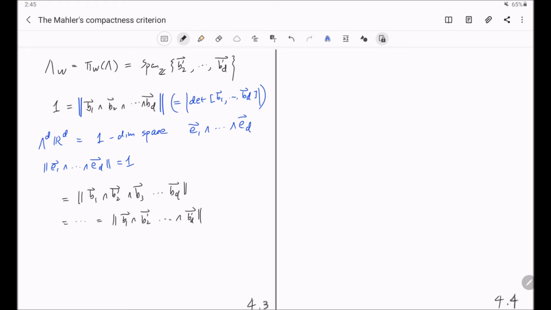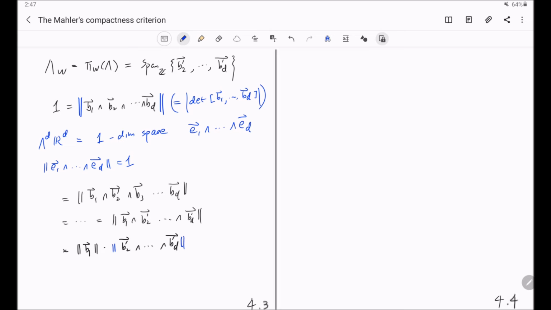But you know at this point that B1 is orthogonal to the linear space spanned by those vectors, which is W. So you know that this will be the same as the norm of B1 times the norm of the rest. Now, how is this norm of the d-1 wedge product of d-1 vectors defined?